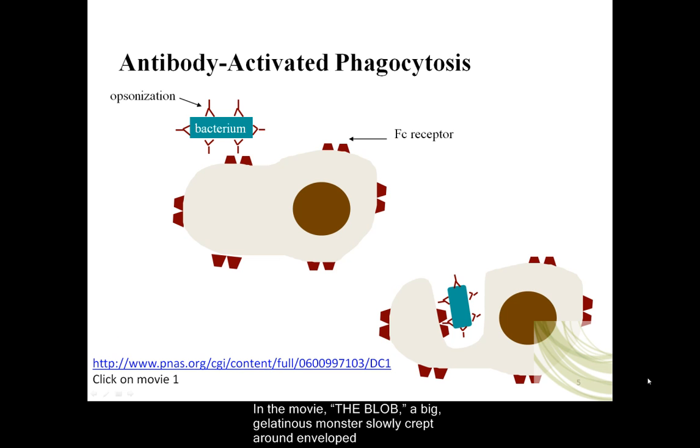In the movie The Blob, a big gelatinous monster slowly crept around and enveloped the victim internally, and then its victims were slowly digested. This movie basically helps describe how some white blood cells, such as neutrophils and macrophages, phagocytose foreign materials such as bacteria and other microbes.